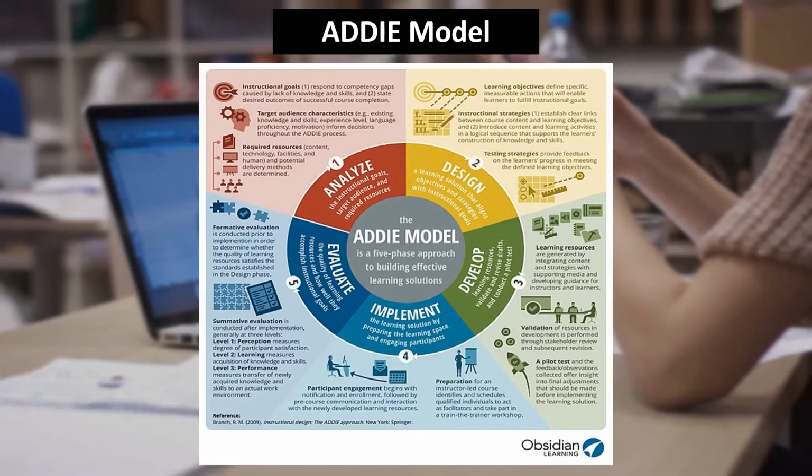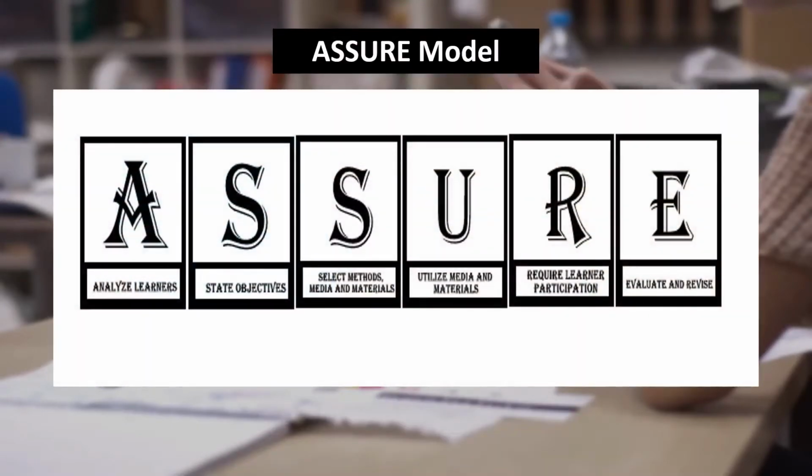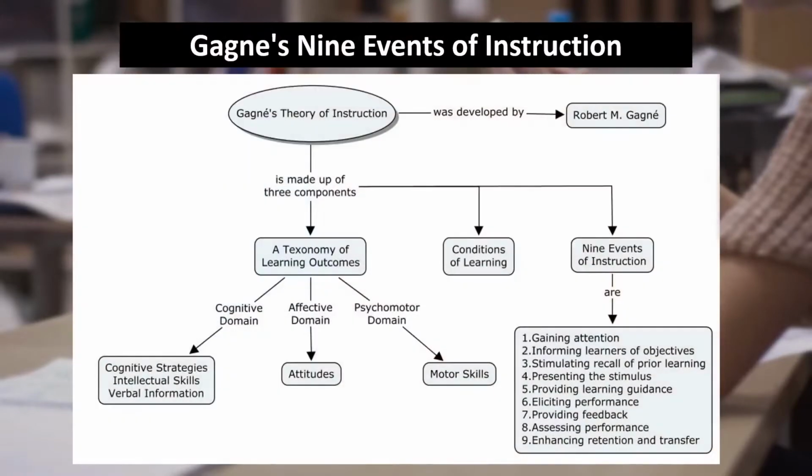ADDIE model is very famous. The ASSURE model is there. The ARCS model is there. Gagné's 9 events of instruction. All those are instructional design models. So friends, this list is not complete. You have many other models also. I have just pointed out some of the popular models.